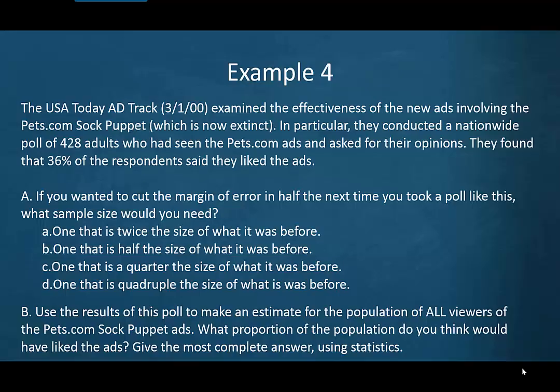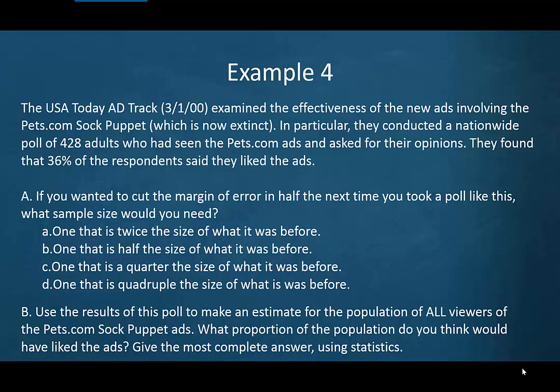So example 4, the USA Today ad track, this is several years ago, back in 2000, examined the effectiveness of the new ads involving the Pets.com sock puppet, now extinct. In particular, they conducted a nationwide poll of 428 adults who had seen the Pets.com ad and asked for their opinion. They found 36% of the respondents said they liked the ads. So part A, if you wanted to cut the margin of error in half the next time you took a poll like this, what sample size would you need?